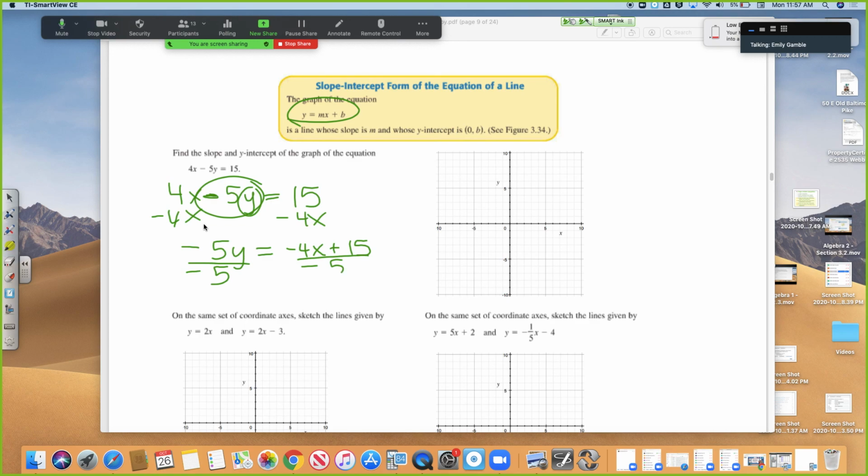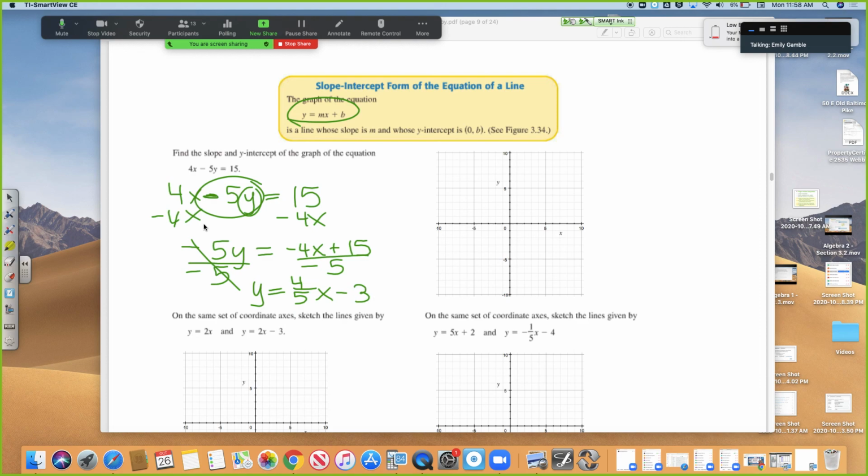Yes, we're going to divide everything by a negative 5 because the negative 5 there has to go away. Not just the 5, the negative sign does as well. When I do that, I'm left with y equals negative 4 divided by negative 5 is a positive 4 over 5. So this is 4/5 x. And then 15 divided by negative 5 is negative 3.